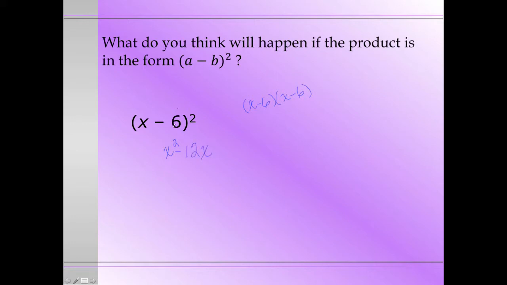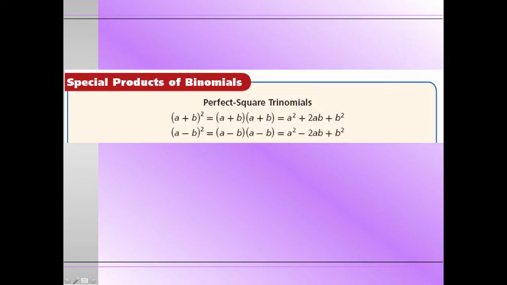And then because I'm squaring that last term, which is negative, it becomes a positive 36. Okay, so what does that look like as a rule? You are welcome to pause the video and write these down. I think they'll become fairly familiar to you.